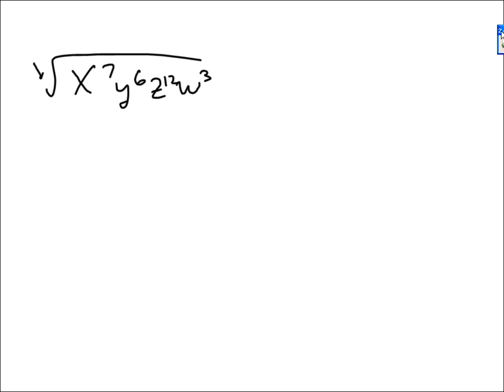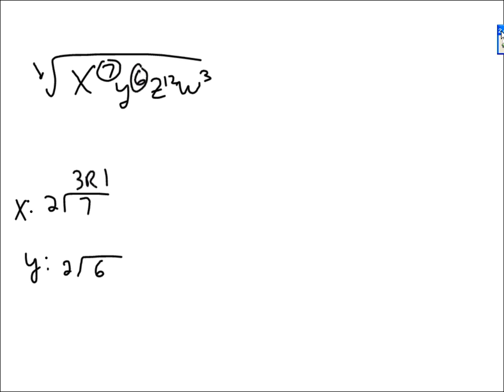Okay. What if we have a product of many things underneath the square root sign? Suppose you were asked to simplify, say, the square root of x to the 7, y to the 6, z to the 12, times w cubed. And again, there's an understood 2 there. So you do 2 into 7. It goes 3 times, remainder 1. That's where the x is. There's a y. The power of y is 6. 2 into 6 goes exactly 3 times with no remainder.